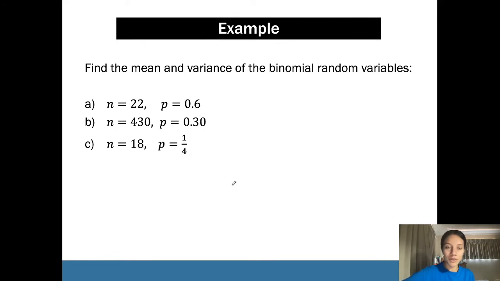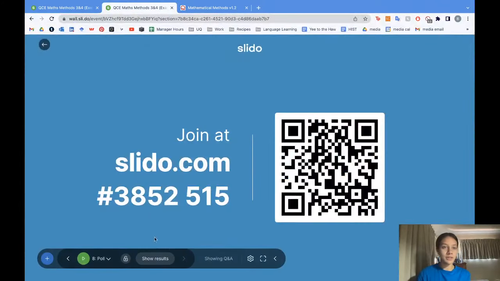Alright, so very quick example, and I'll get you to have a go at this without putting the formulas up for you, so hopefully you can identify them in the formula book. This shouldn't be too tricky, but find the mean and variance of the binomial random variables. We'll do the first 2, so A and B. Open up a poll.